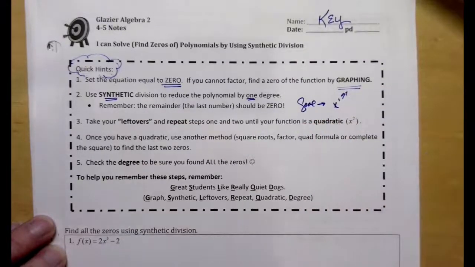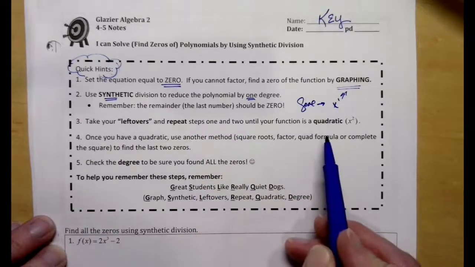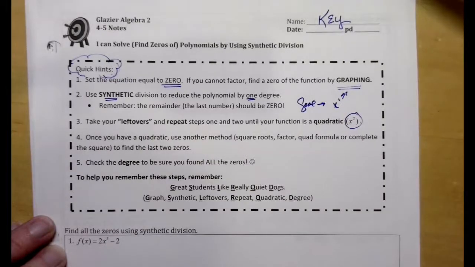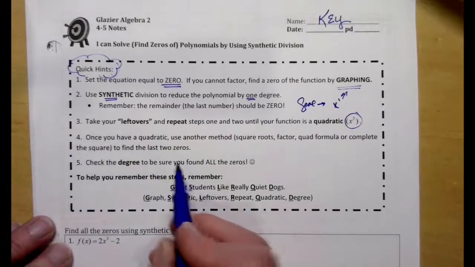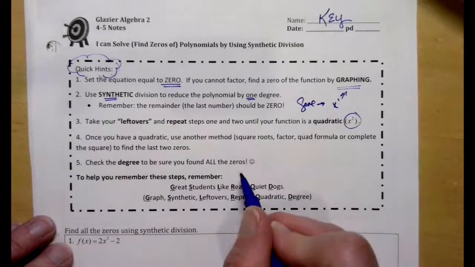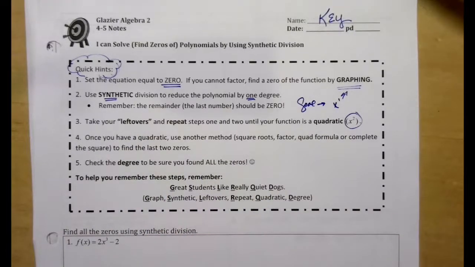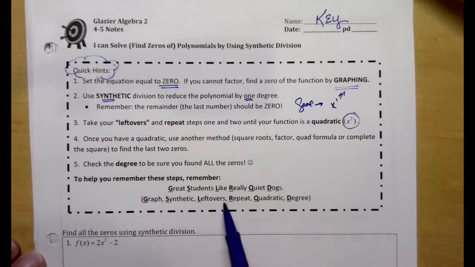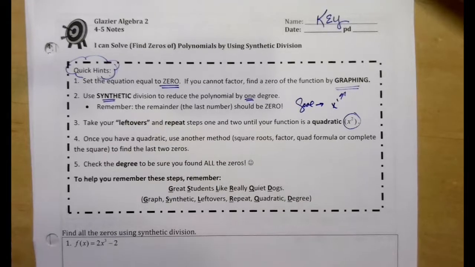or to something that you can work with in a quadratic state by either using the quadratic formula, completing the square, or square roots. So you're going to keep doing this until you can break that equation down to that quadratic level. All right, remember to check your degree and make sure you found all of your zeros. To help you remember this: great students really like dogs, graph, synthetic, leftovers, repeat, degree.